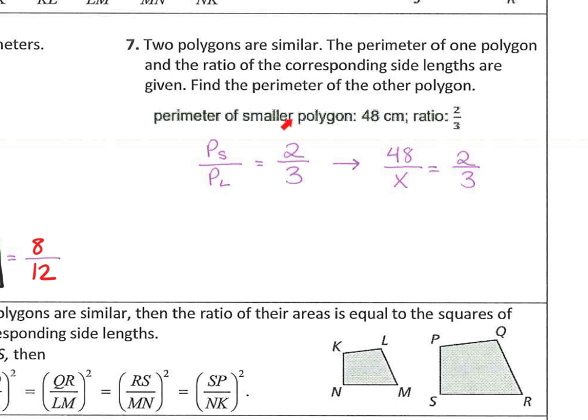If the perimeter of the smaller polygon is 48 centimeters, that means I'm going to put 48 centimeters on the smaller side. And I don't know the perimeter of the larger one, so I'm going to put an X right there. Let's solve this together to make sure we understand the butterfly method. We do this first. What is 2 times X? 2X. Okay. Then I go the other way. This might be a calculator question. What is 48 times 3?